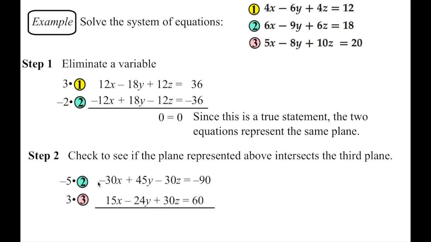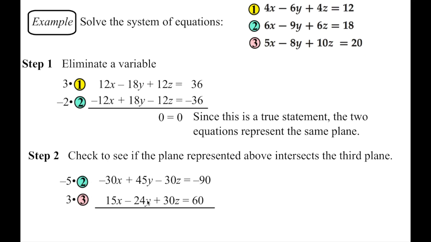So I'm going to take equation 2, and I multiplied it by -5. I'm going to try to get my z variable to drop out this time. Multiplied by -5. Equation 3, I multiplied by 3. So I'm trying to get a 30z in both of these. So multiplying by -5, I get -30x, minus 45y minus 30z is -90. Multiplying all of the coefficients in equation 3 by 3, I get 15x minus 24y plus 30z equals 60.